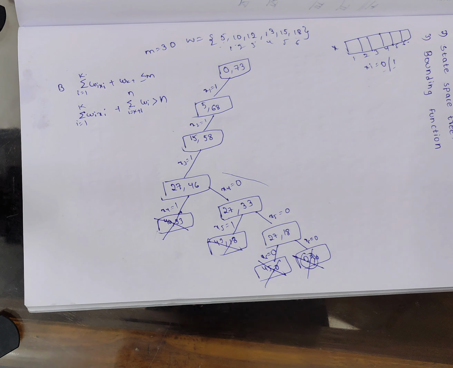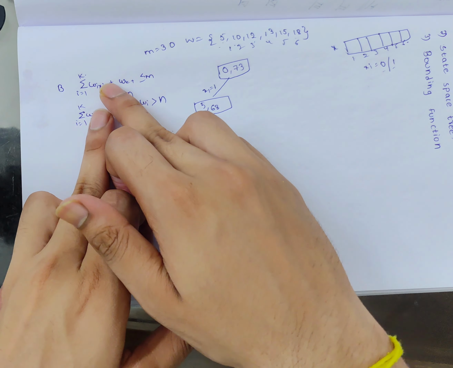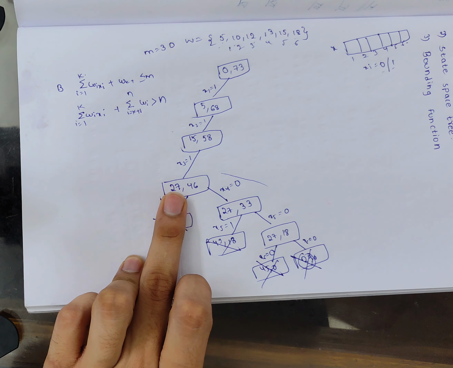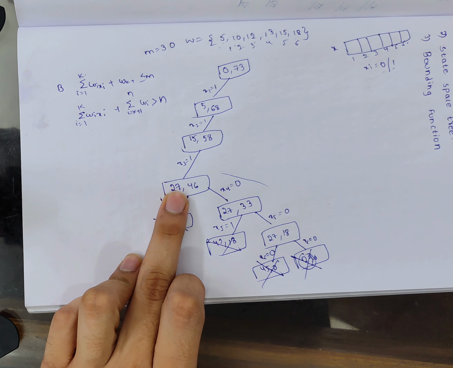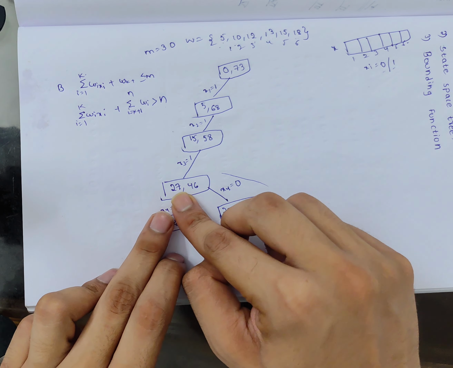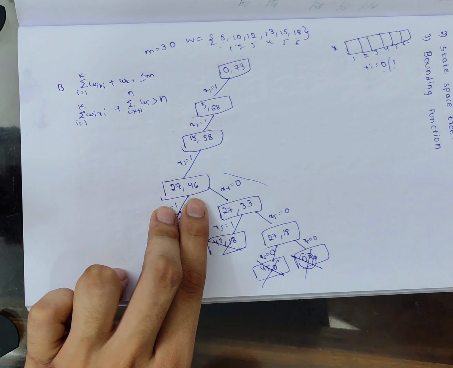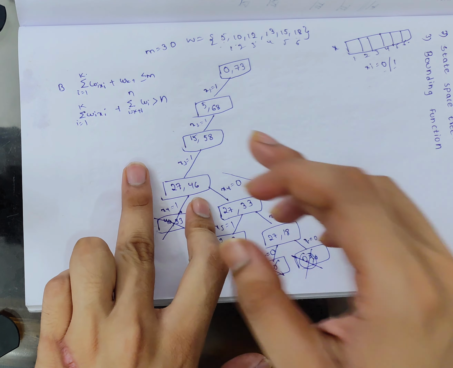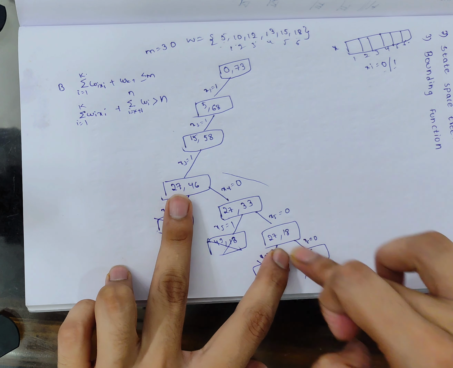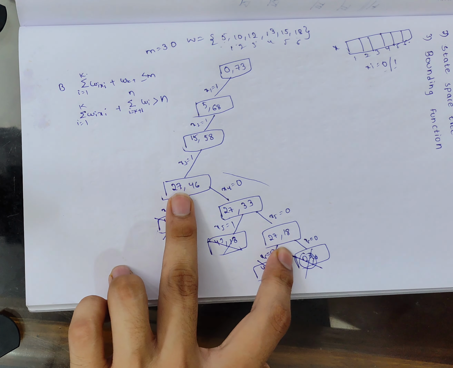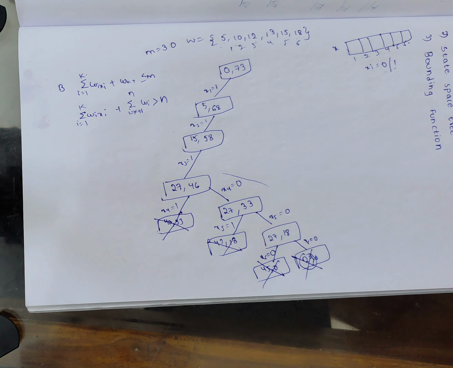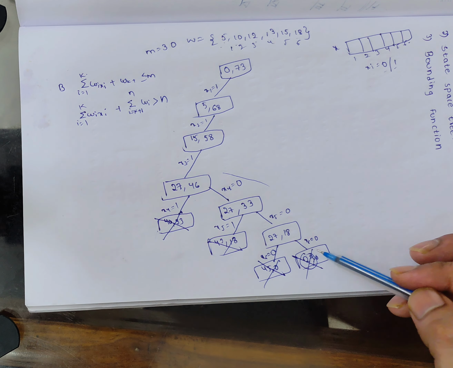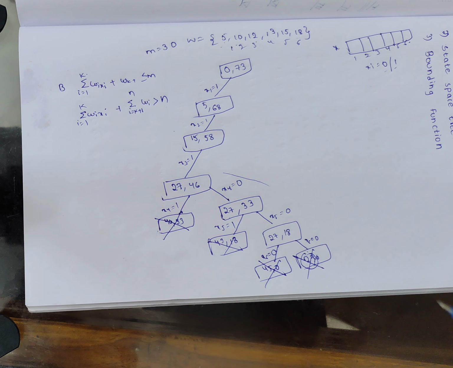I want the sum as 30, right? So that is why the sum of the weights included so far plus the weight of the next element should be less than or equal to m. And the second condition is that the sum of the weights included so far plus the remaining weights you have should be greater than or equal to m.